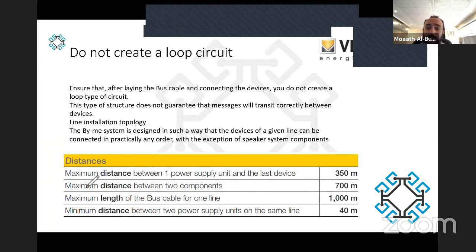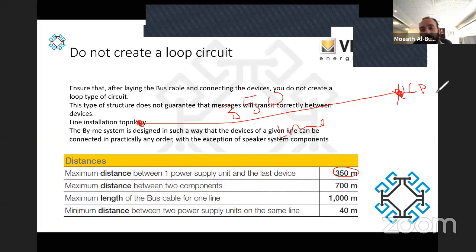Now, the maximum distance between the power supply unit and the last device is 350 meters. That means the maximum distance between the start of the line and the end device is 350. Your line should not go more than 350. If it's going to go more than 350 meters, you need to stop here, put a line coupler and a power supply, and go ahead.